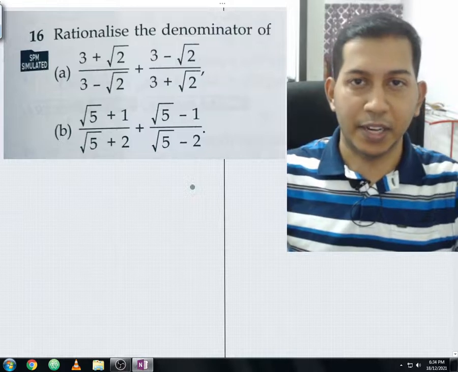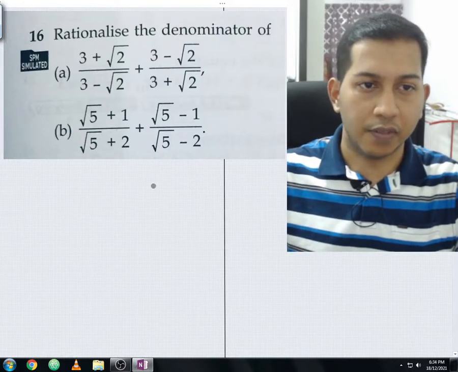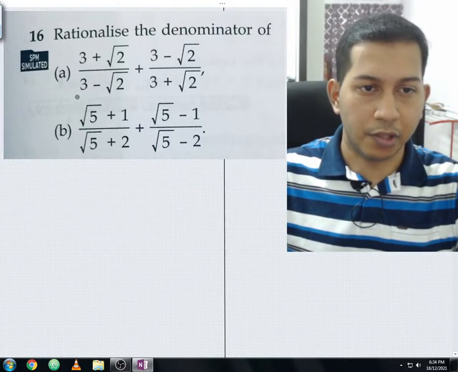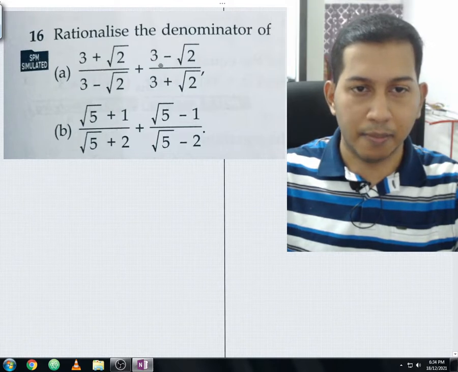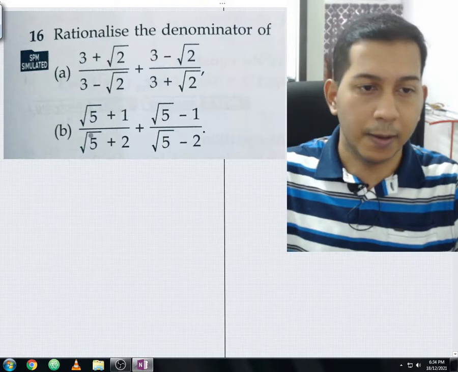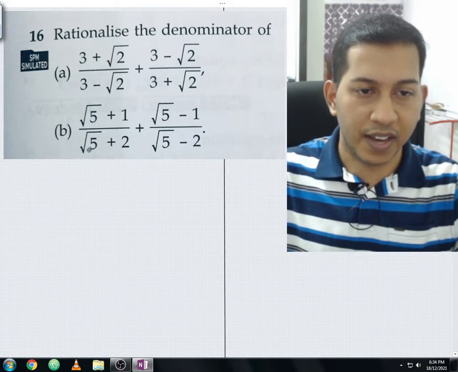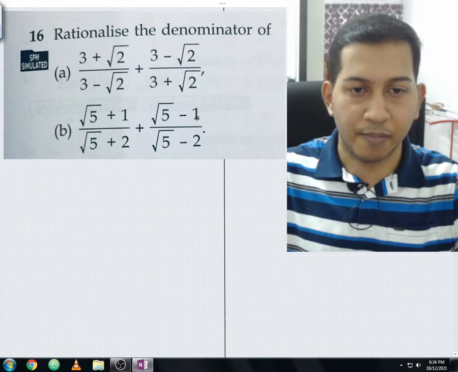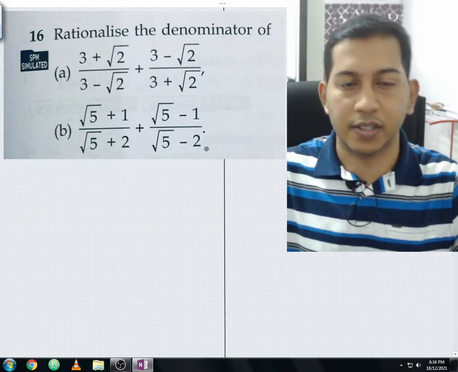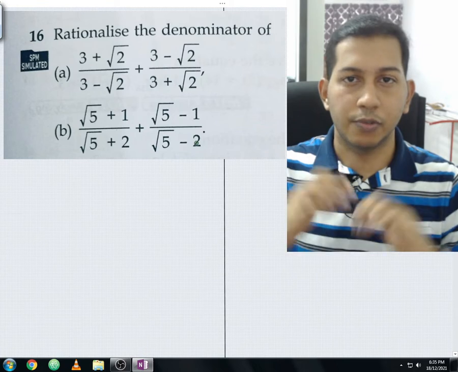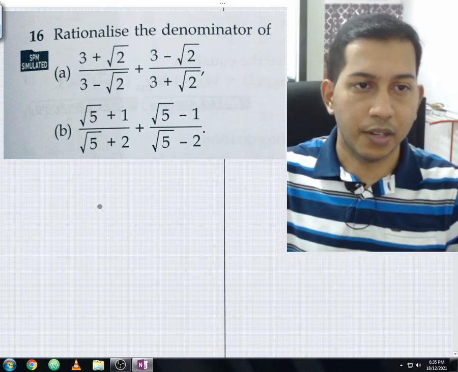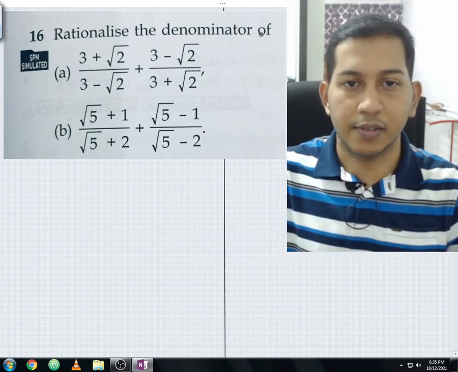Let me read the question now. Rationalize the denominator of (3 + √2)/(3 − √2) + (3 − √2)/(3 + √2). So this is for question part A. For question part B, (√5 + 1)/(√5 + 2) + (√5 − 1)/(√5 − 2). Okay, so these are the two questions where we need to rationalize the denominator.